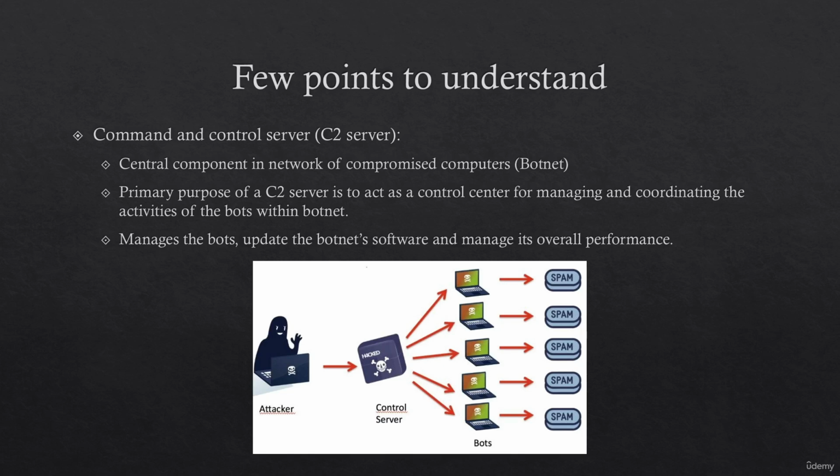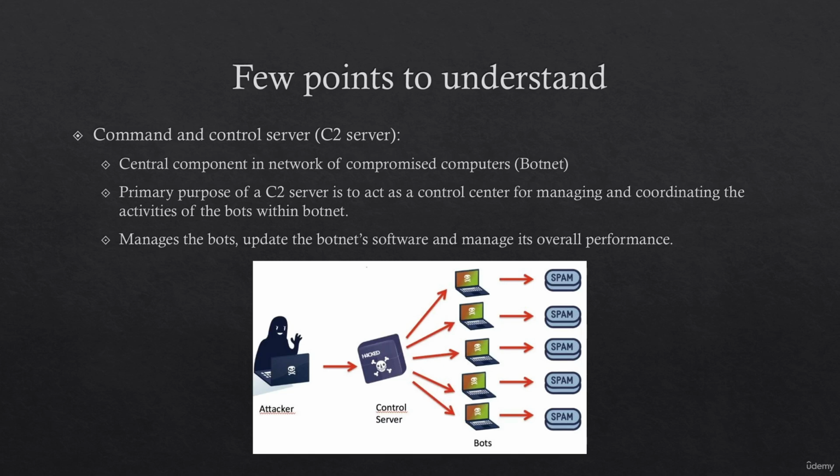The primary purpose of a C2 server is to act as a control center for maintaining and coordinating the activities of the bots within the botnet. So what a command and control server does is it sends commands to the bots in our botnet network, and it manages them in one place. So we can just type a command and all of the bots will follow the command we give them. So it manages the bots, it updates the botnet software, and it manages its overall performance.